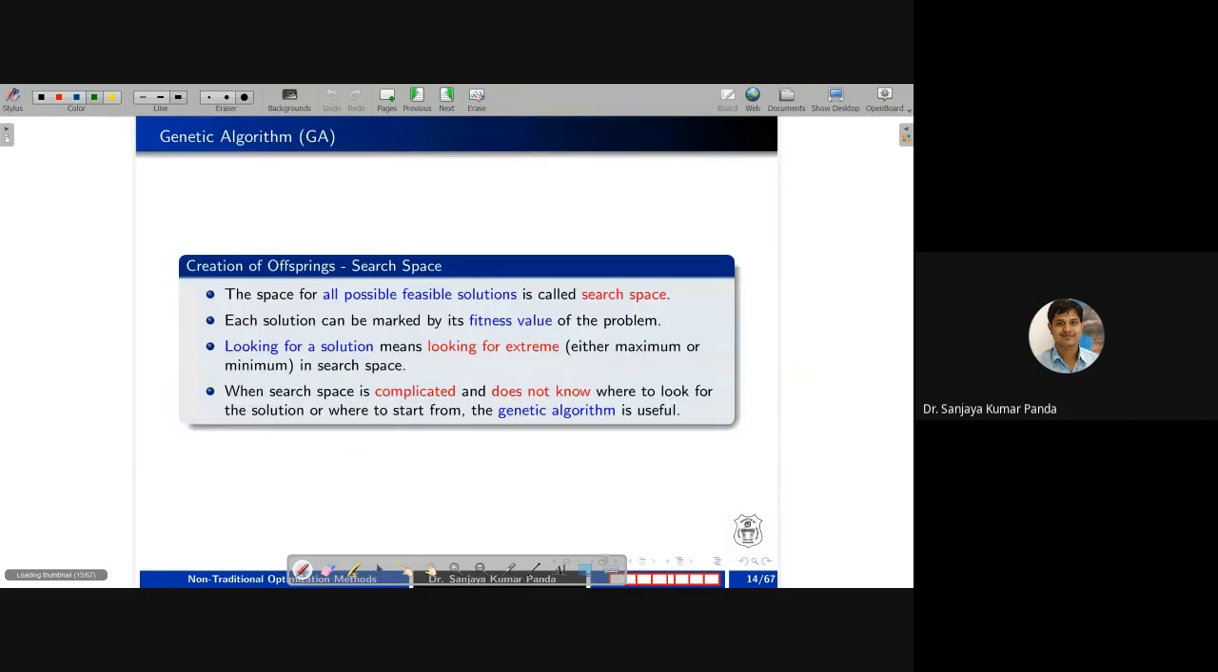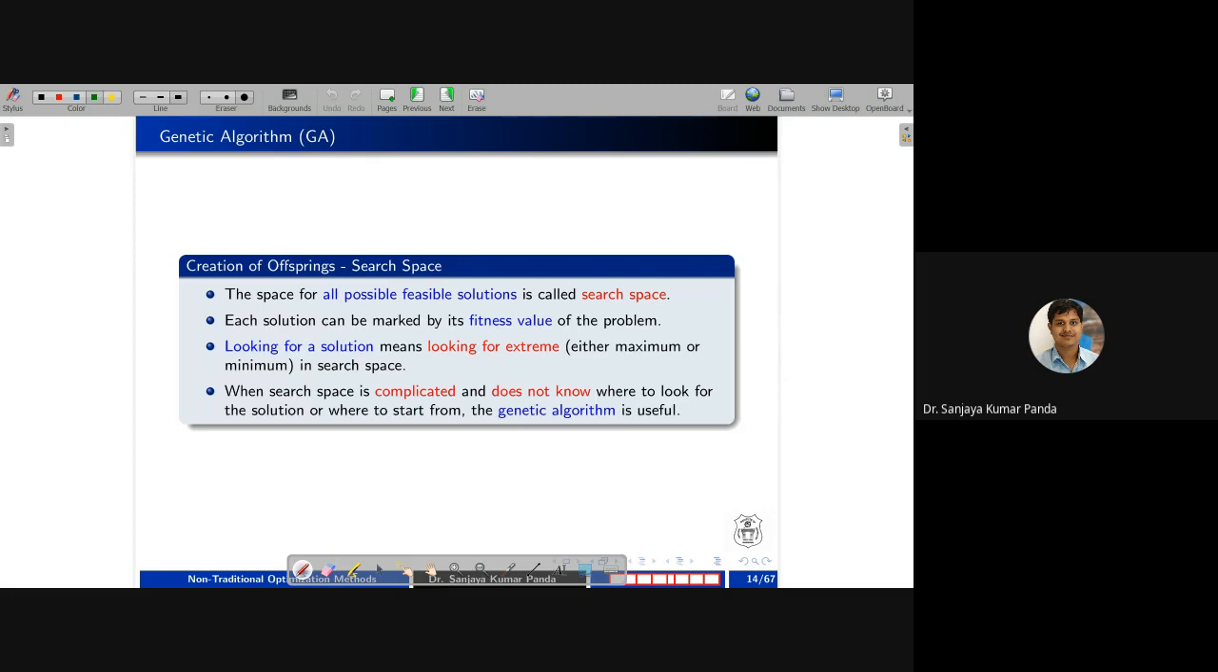Now, let us see one by one step, whatever there is in the flow chart. The same thing we'll discuss throughout this particular lecture. First one is called creation of offsprings, right? So that is nothing but your source space. You are given a particular source space, and in that you have to create your offsprings.